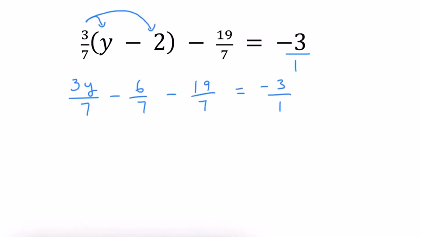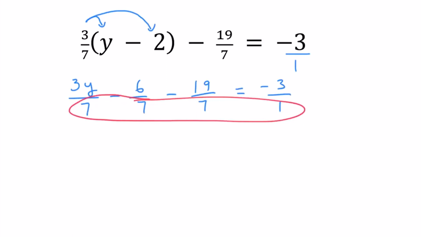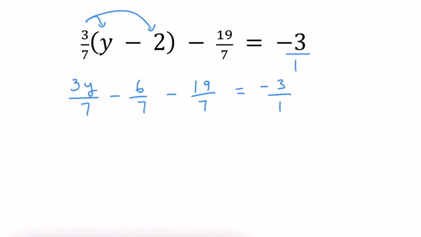So if we look at the denominators, we have 7, 7, 7, and 1. So the common denominator here is 7. So here, the least common multiple is 7. So we need to multiply each fraction by 7, or 7 over 1.